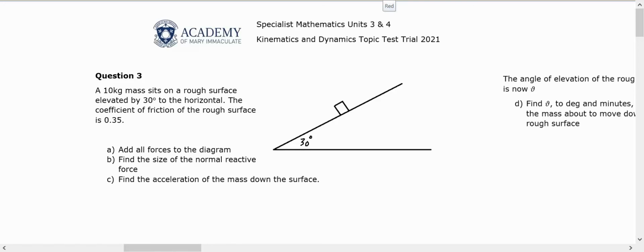Guys, this is question number 3. A 10 kilogram mass sits on a rough surface. So it's a rough surface. Coefficient of friction is 0.35. Draw all the forces on the diagram.